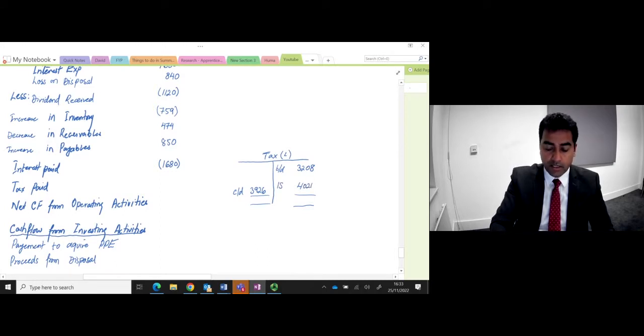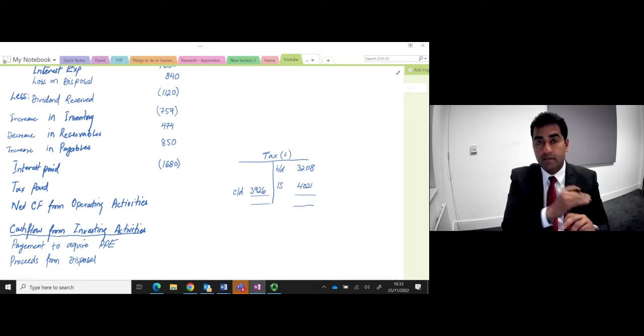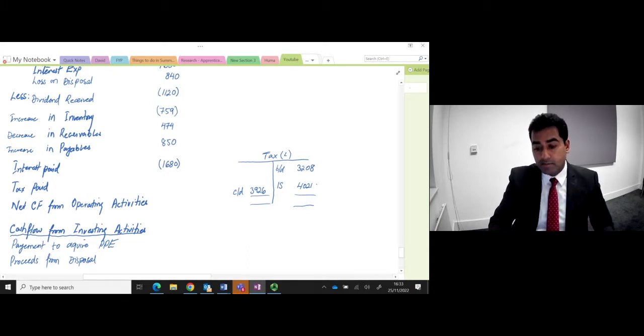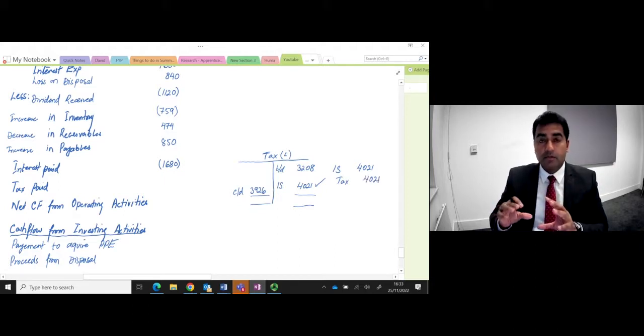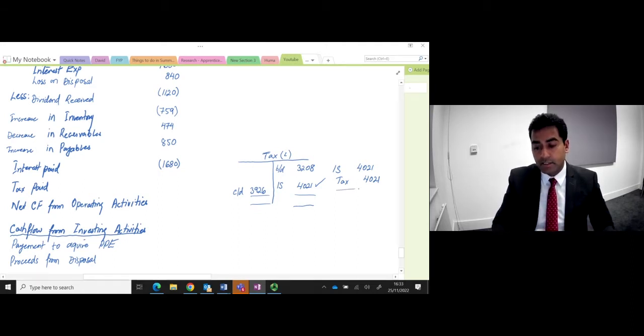Why is it appearing on this side? It means the amount was transferred from the tax account into the income statement. And to transfer the figure, we have to pass a double entry. Because it's an expense that has been transferred into the income statement, the income statement will be debit 4021, and the tax account will be credited 4021. So at the end of the month, we remove the figure from the tax account into the income statement. And this is the double entry we normally pass to transfer the amount from the tax account.